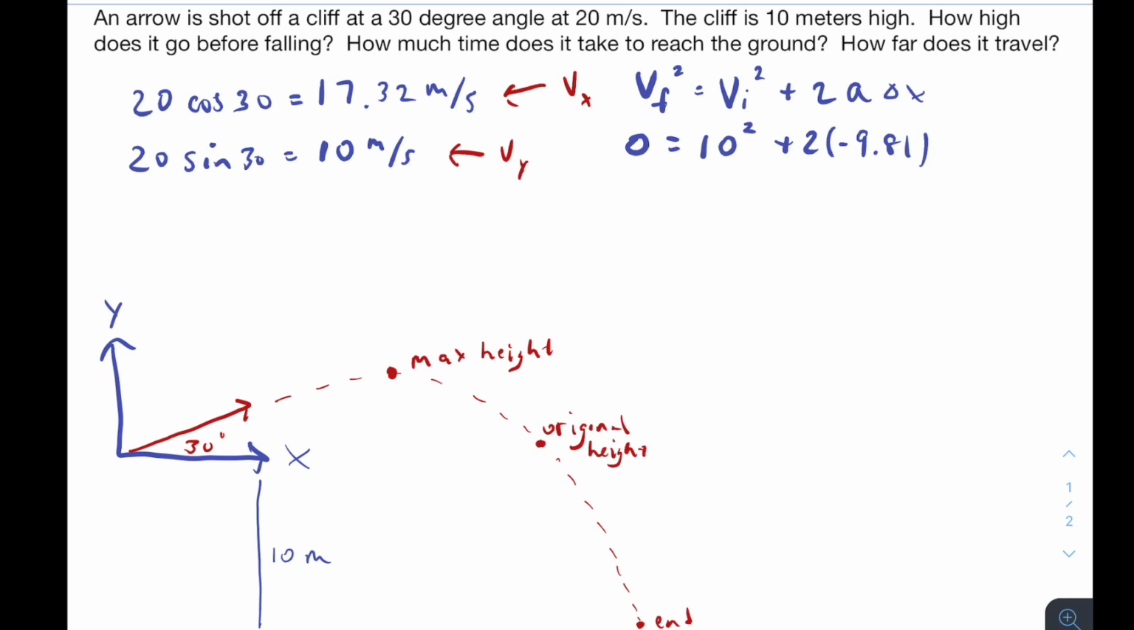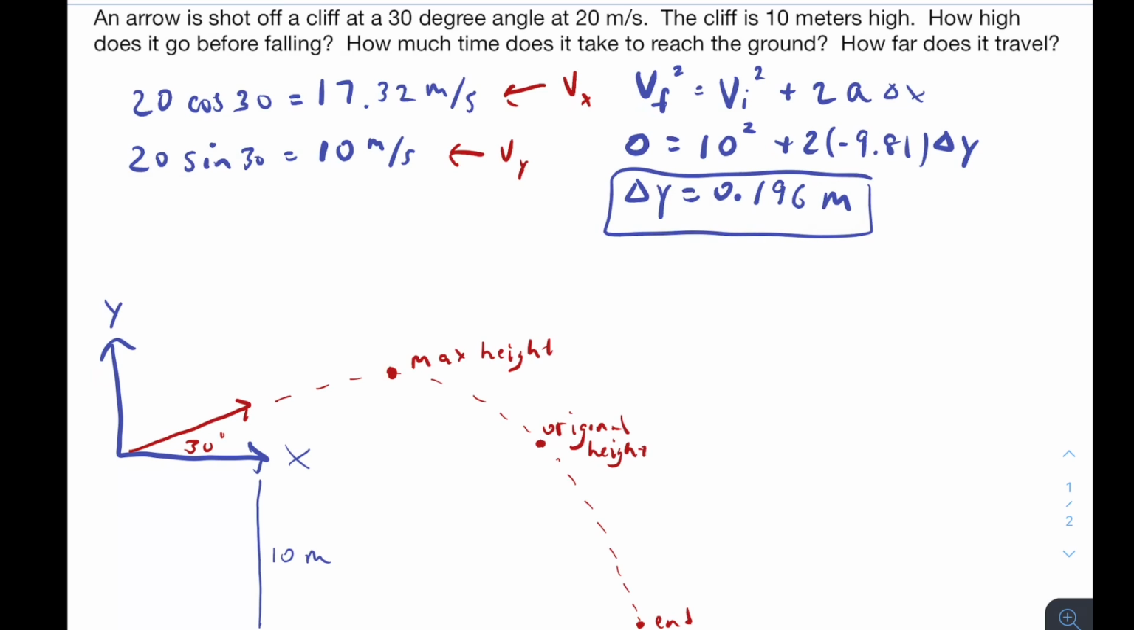We can rewrite delta x as delta y since we're concerned with the height in the vertical direction. Solving this equation, you will get delta y equals 0.196 meters as the maximum height reached by the arrow. Since we now know the maximum height, we can use the following kinematics formula to determine the time it takes to reach that height. Plugging in the information we know, we get t equals 1.02 seconds.